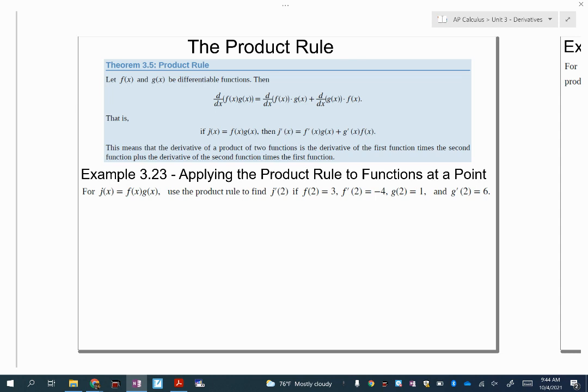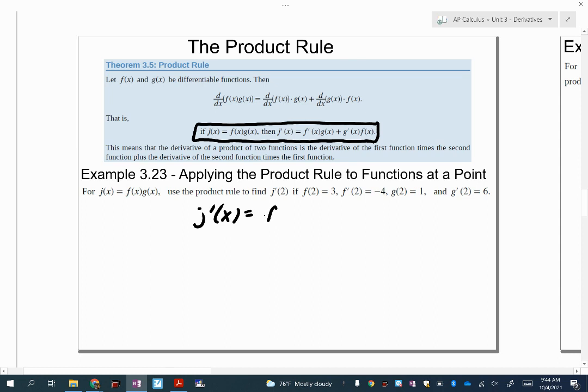It says j of x is f of x times g of x. So I'm literally just going to use this right here since they've given me f of x times g of x. There we go. So I'm going to write that down. So j prime of x, to find the derivative of this function, is going to be f prime of x times g of x, the derivative of the first times the original second, plus the derivative of the second, so g prime of x, times the original first one.